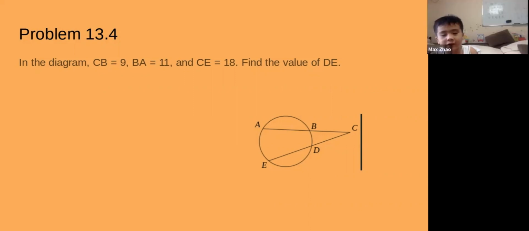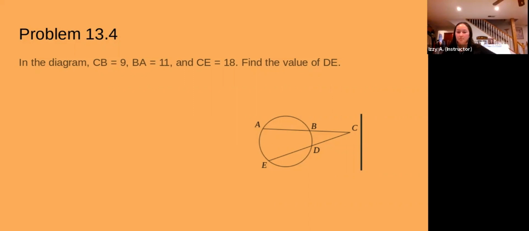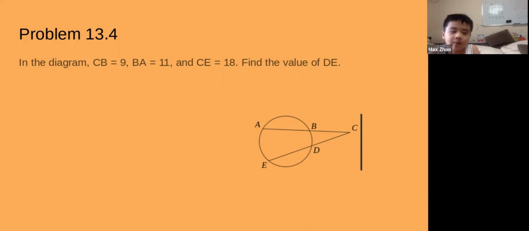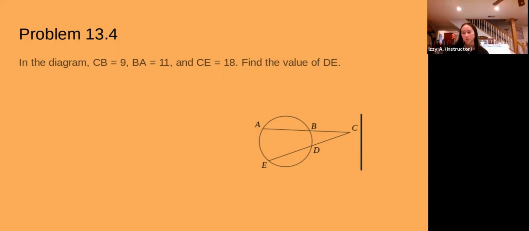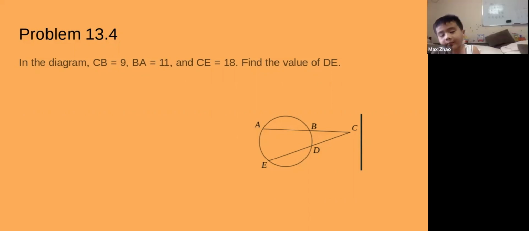AB over BC is equal to EC over ED over DC. So that means, wait, let's see. I think AC over AB is equal to EC over ED. You're pretty close. I like how you guys are setting up ratios. AC over BC is equal to EC over DC.